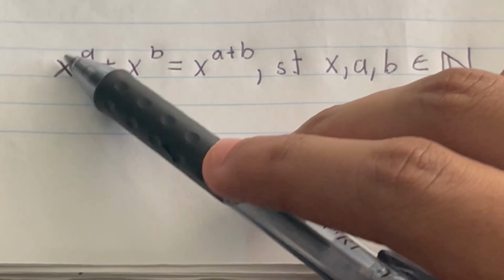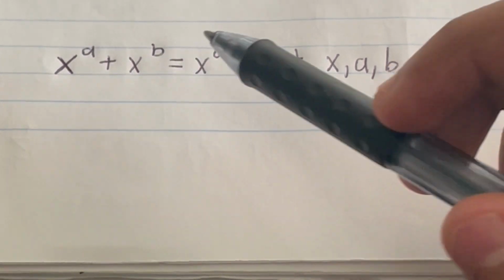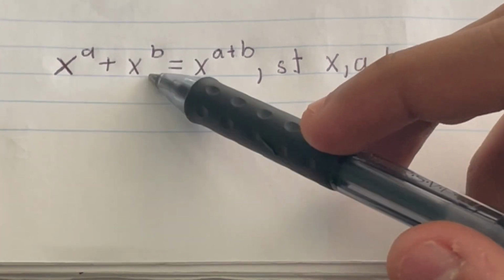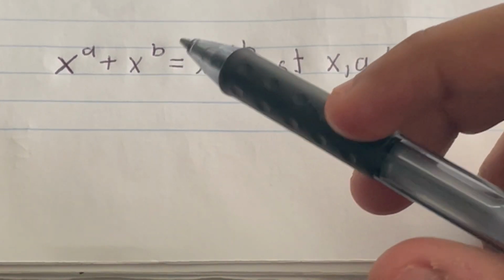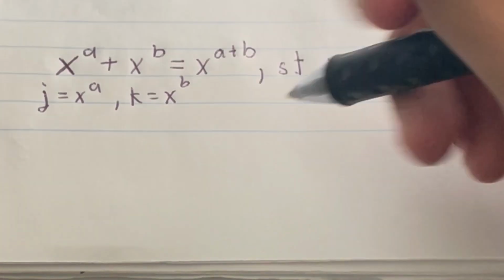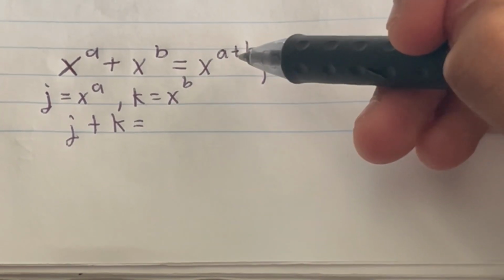Well, we have an x to the a over here and an x to the b over here. Maybe we can substitute these for new variables to make it a little bit cleaner. So how about we say that j is equal to x to the a and k is equal to x to the b. So that means we can rewrite this equation as j plus k equals x to the a plus b.